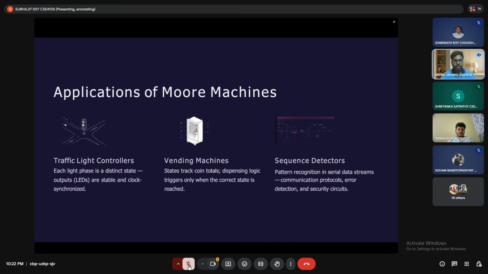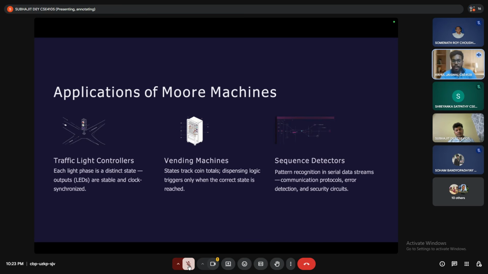The first example given here is traffic light controllers. Here each light represents a state. There are three lights we know: red, yellow, green. Which light will glow is fixed for each state. The changes occur only when the clock and time interval occurs, so this system is very stable. For example, when the state is S0, red is on. When the state is S1, green is on. When the state is S2, the yellow color is on.